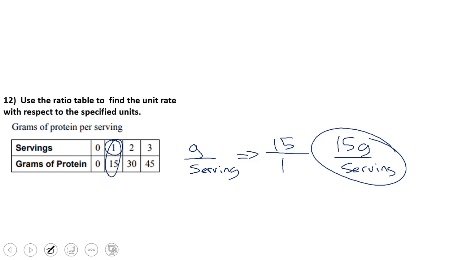Obviously, if you don't eat anything, if you don't have any servings, there is no protein. So that one doesn't count. You wouldn't want to use that one, especially when you're trying to write per serving. Not per 0 servings, per 1 serving.